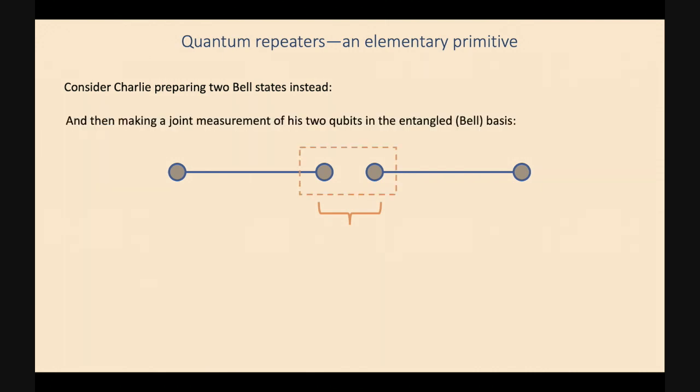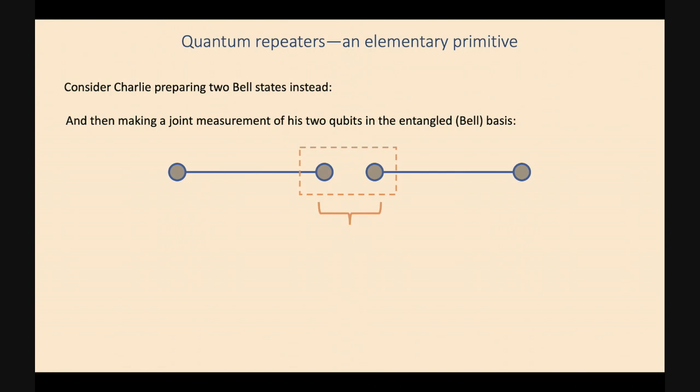And then there's a very important primitive that is known as entanglement swapping, where Charlie in the middle has these two Bell pairs. He can send half of one Bell pair to Alice, half to Bob. And then he can make a measurement locally in his station.